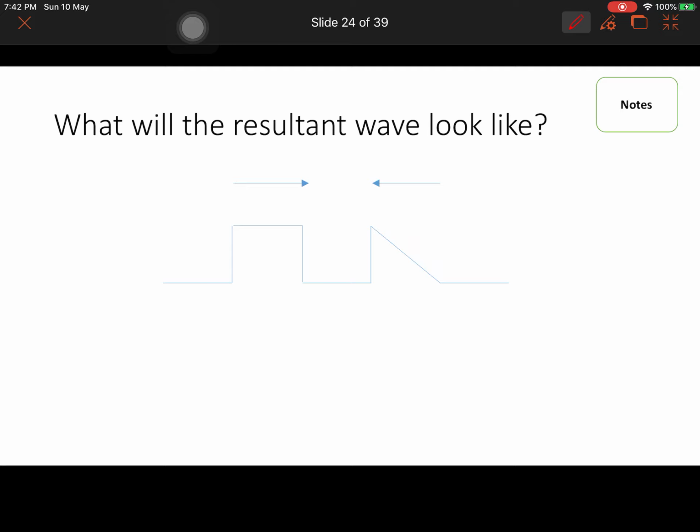Now try this out. What will the resultant wave look like? Pause here and draw it using pencil, please. So what will happen is that this will add up with this on the left hand side. So if I call this A, I end up getting 2A. This side here adds up to this side here.